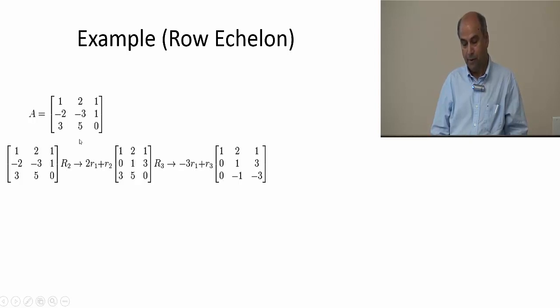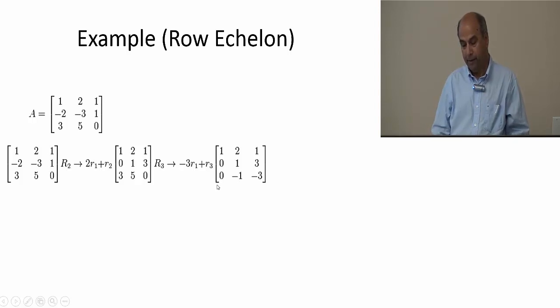this will become 0, because 3 minus 3 is 0, and 5 minus 6 is minus 1, and similarly this will become 0 minus 3, which is minus 3. So now in this column we have all 0, and in this column below the diagonal we'll make this 0 also.